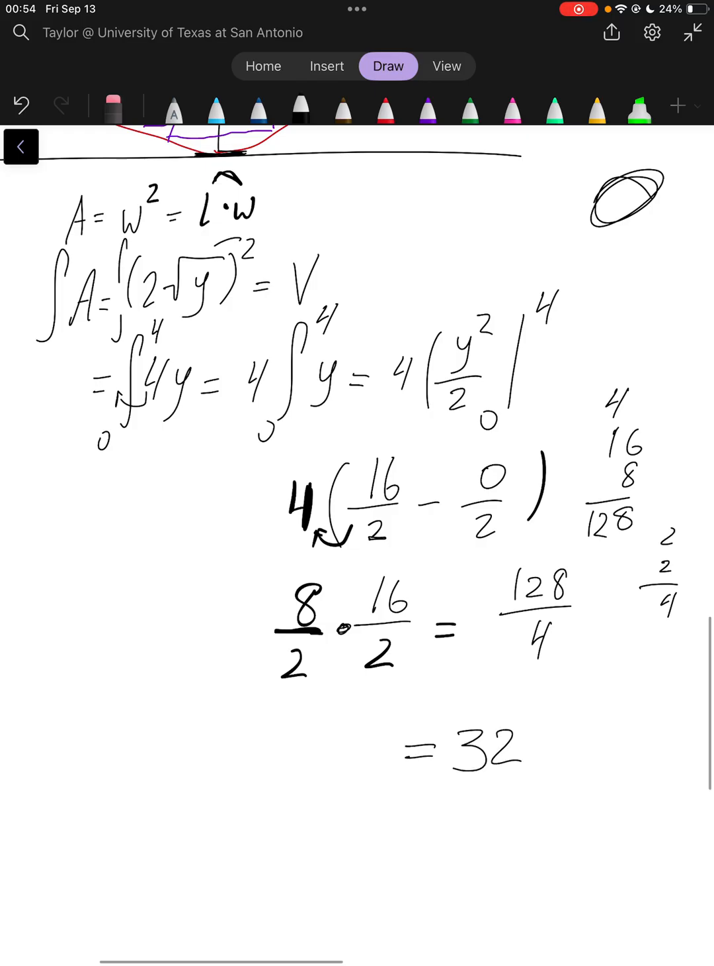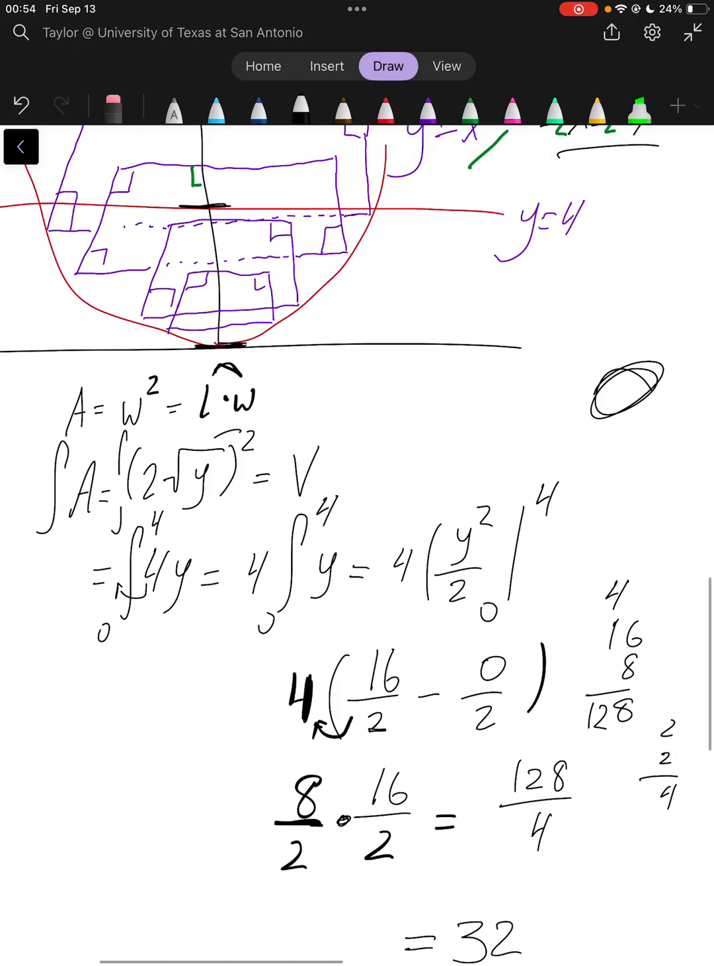A little bit of a shorter example here, but it's a little bit more straightforward because we have these nice square regions. Once we have the length of one of our sides, it's a pretty straightforward integral to evaluate.